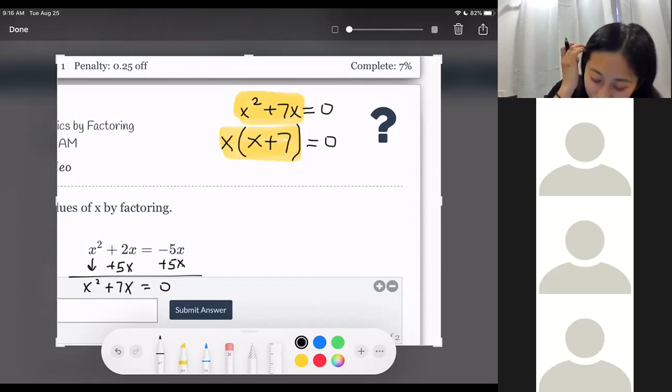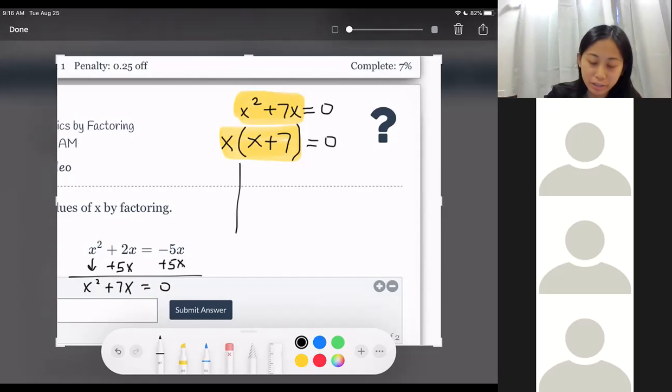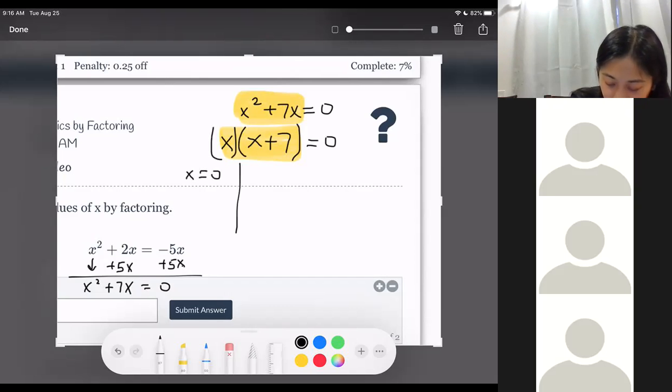Okay, so what we're going to do is just like last time, we're going to make each factor equal to 0. So our first factor is just the x. You can think of it as, if it were in parentheses, it's just x by itself. So we can say x, that's the factor, and we're going to set it equal to 0. And then on the other hand, you got x plus 7 as the other factor equals 0.